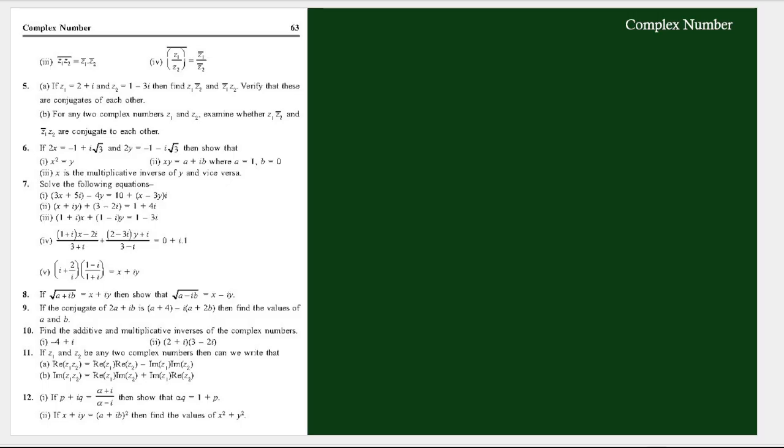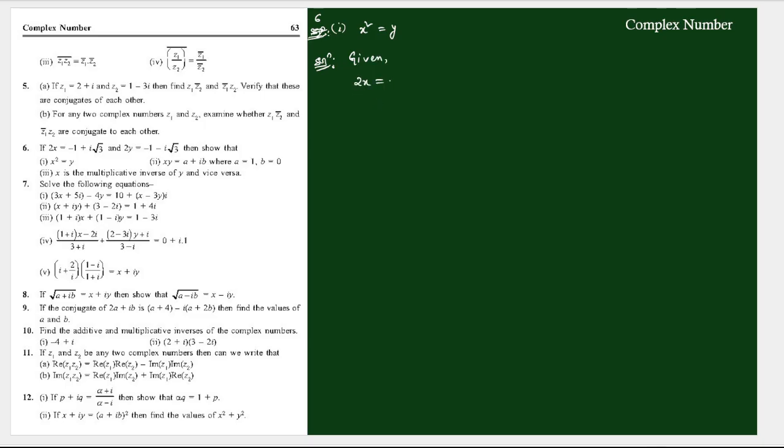So let's take a look. Let's see how we will do it. Question number 6, solution. So we will be doing part 1. We need to show that x square is equal to y. Let me write the given again here so that it looks better. So first, what is given, we will write it down.